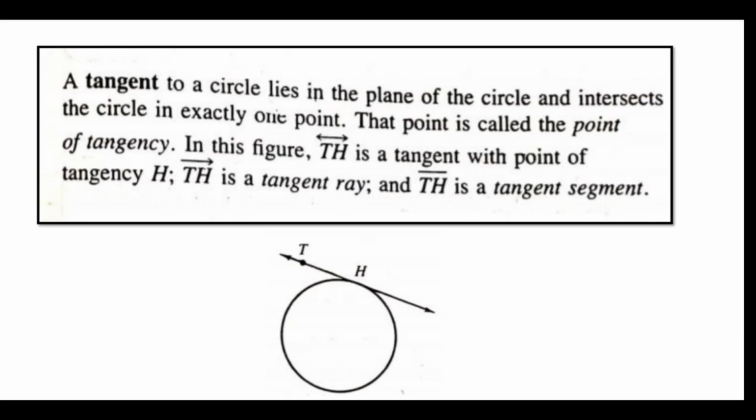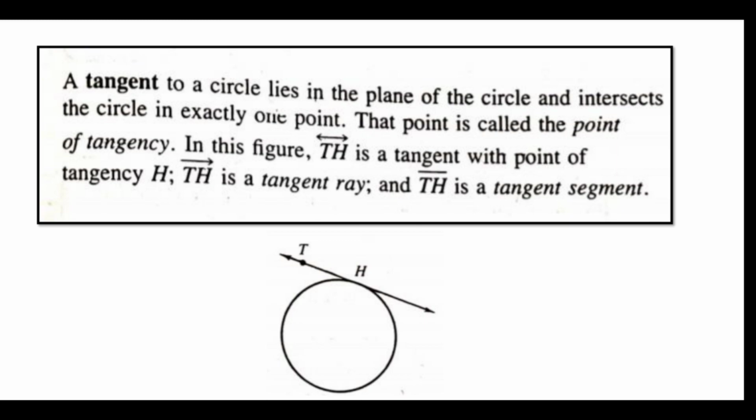So as we see in the figure, we have here a circle and a line. It is stated here that a tangent to a circle lies in the plane of the circle and intersects the circle in exactly 1 point. Remember this one? In exactly 1 point. That point is called the point of tangency.